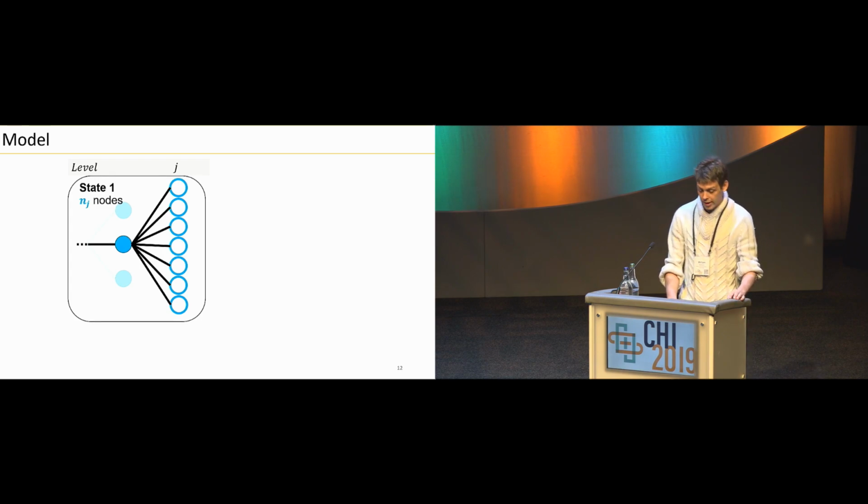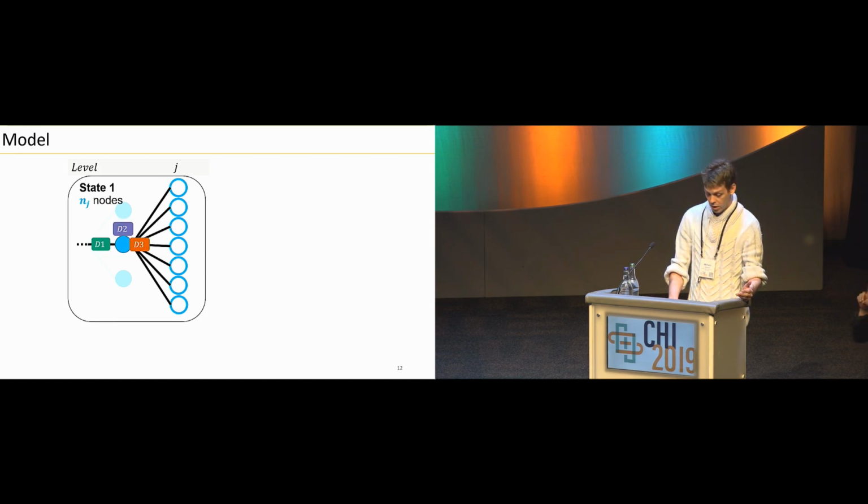So for our model now, let's consider this hierarchy represented with a tree, and we define 3 delays. D1, the delay to look for a node, D2 is the delay to select a node, and D3 is the delay to go to the next level. And so the average selection time of these nodes at level j is given by the standard average selection time.